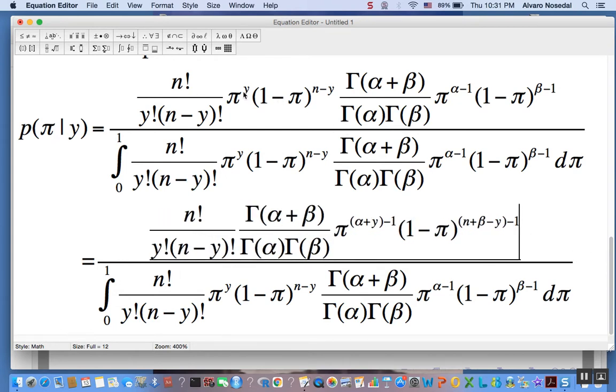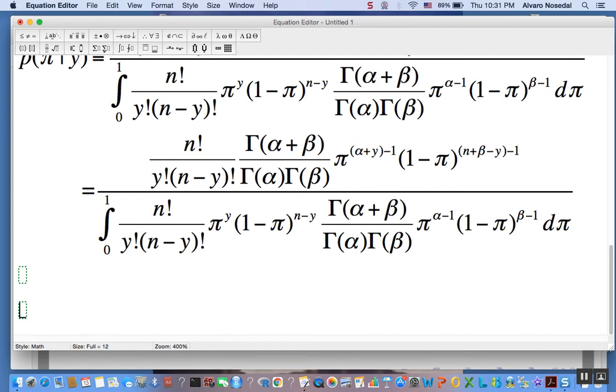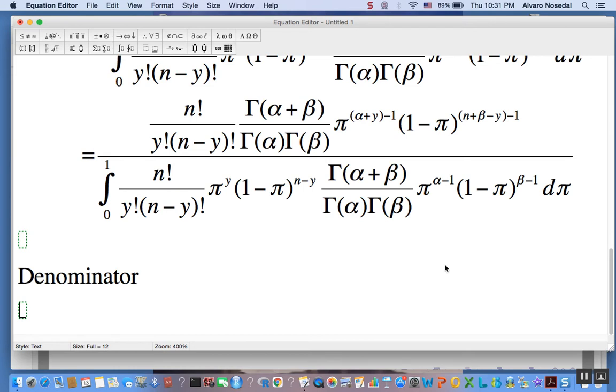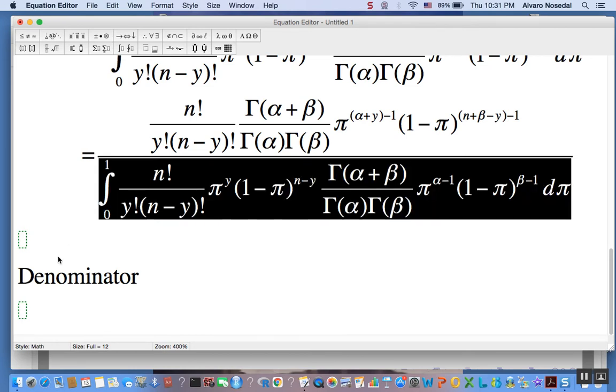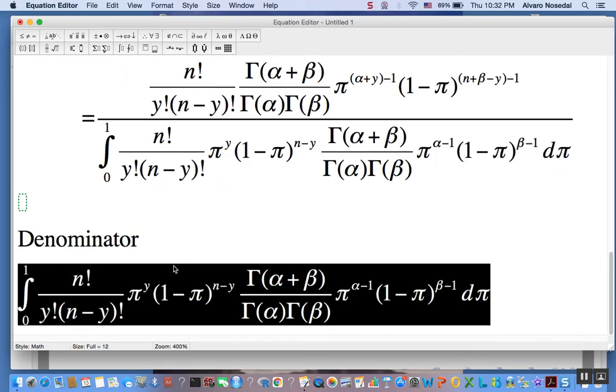Okay, so we just did a little bit of algebra. We combined these terms, we just had to add the exponents. Make sense? Okay, so now that was the numerator. That wasn't too bad. Let's talk about the denominator. Let's find that integral that we have there.